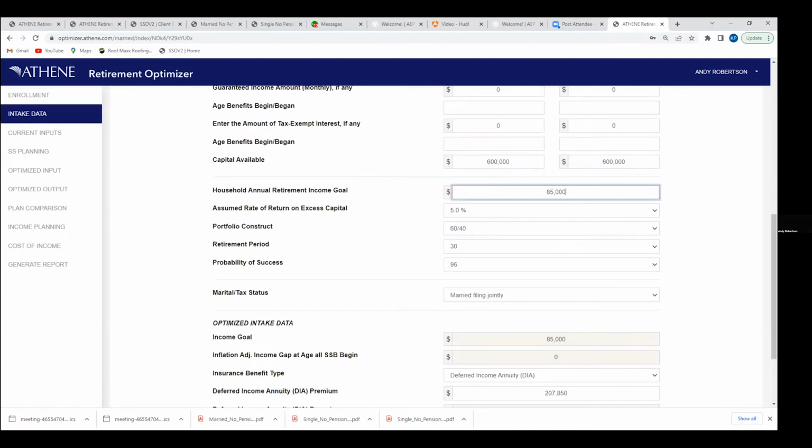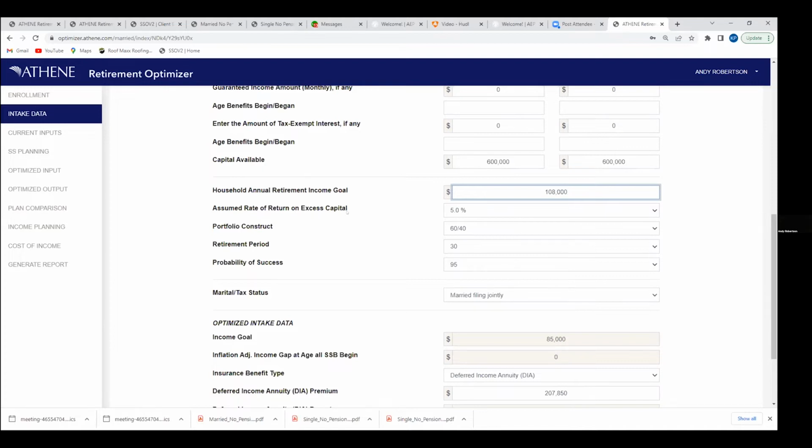So again, you're not doing this in front of the client. You're going to capture this information in your original fact-finding meeting. Then you're going to plug it in and save it in this report, in this software. So when they come in, you can pull it up and review it with them. But we're going to assume their annual income goal at their desired retirement age, which is 66 and 4 months, is $108,000.